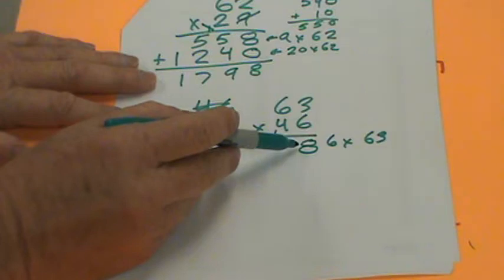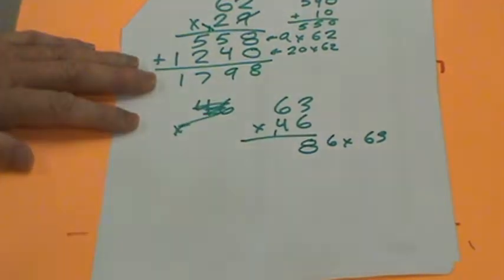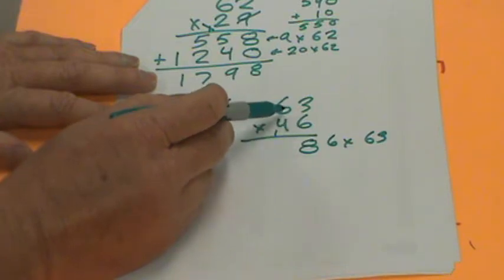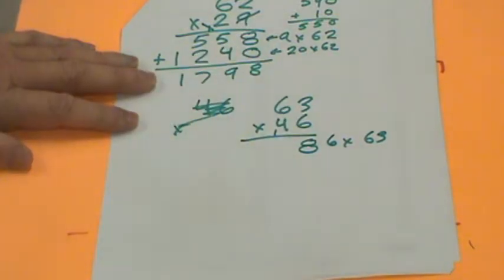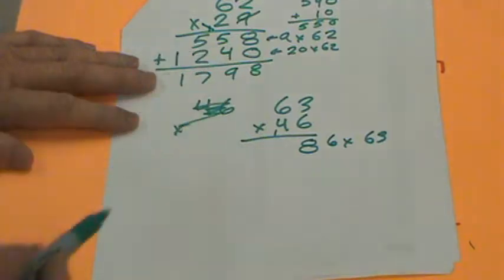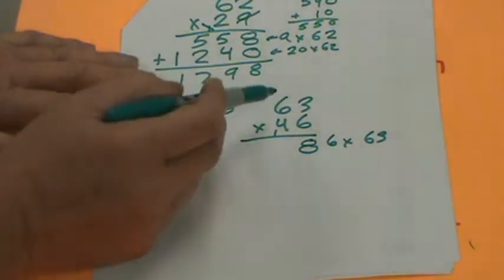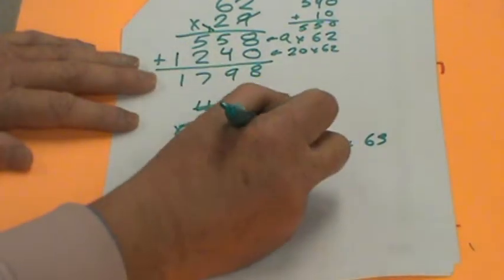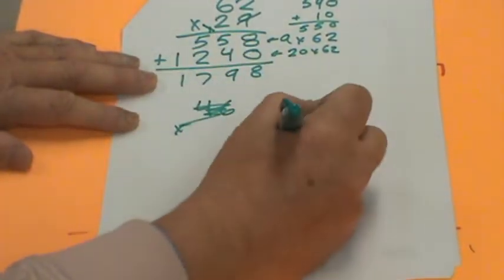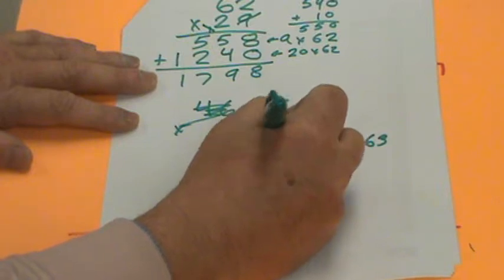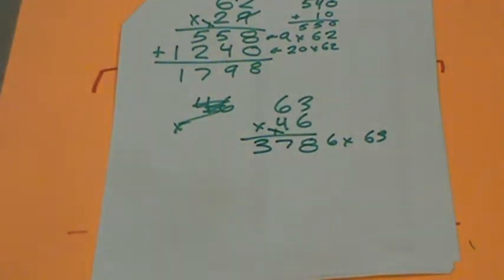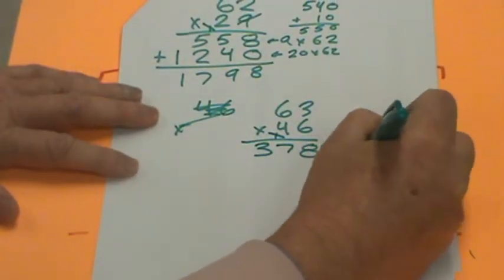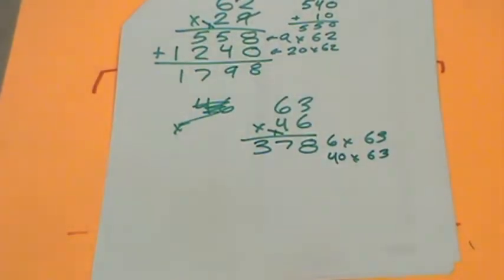There's my 10, there's my ones. 1, 10, 8 ones. Now, 60 times 6. Well, I know 6 times 6 is 36, or in this case, 360, because it's 60 times 6, but we got to add that 10, so it's 370. But I don't need to put the 0 there because I already have the 8 in the ones place, so it's 378. Now, down below, the next step, we're going to do 40 times 63, okay?